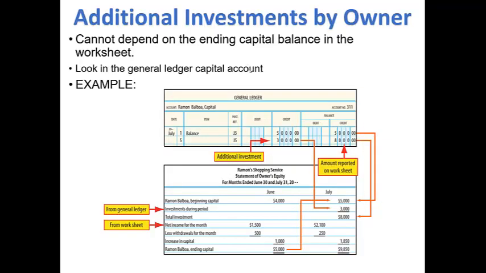Here is an example for Ramon Balboa, his capital. On the worksheet, his capital will be shown at $8,000. But if we go back and examine the general ledger capital account, we'll see that his actual beginning balance was $5,000 and he made an additional investment of $3,000. And so for the beginning capital, we'll list $5,000, and then his investment will be $3,000 to get to his total investment of $8,000.